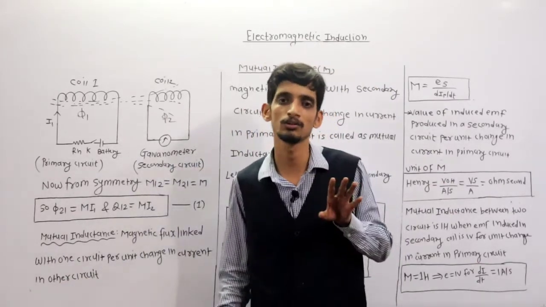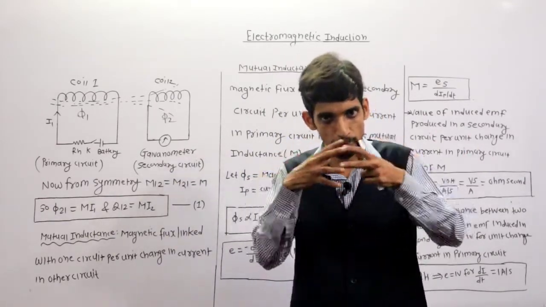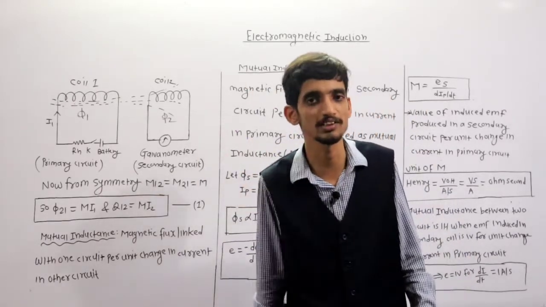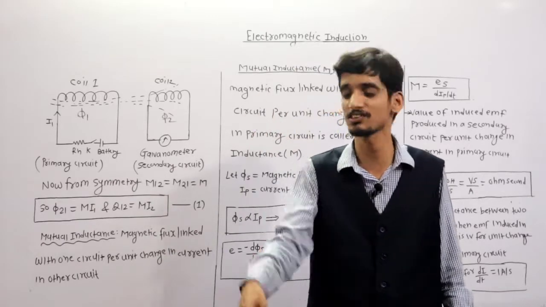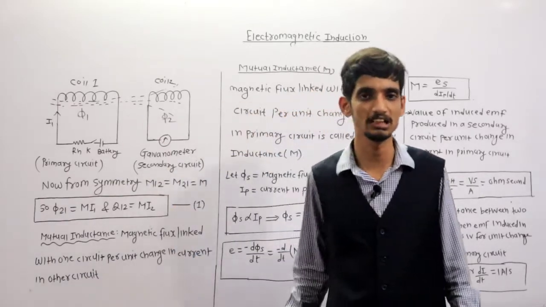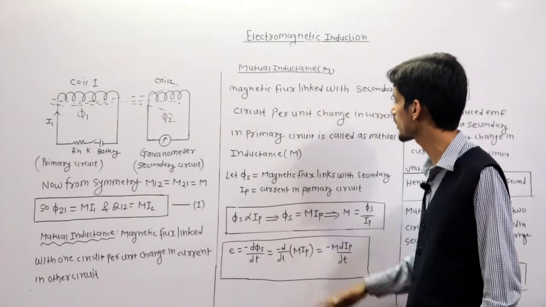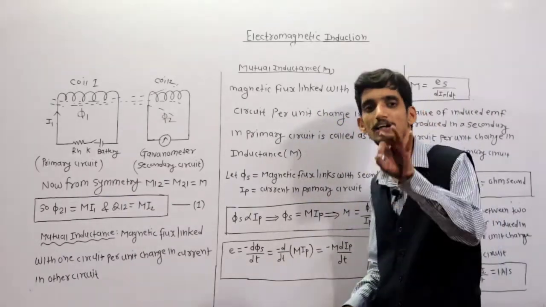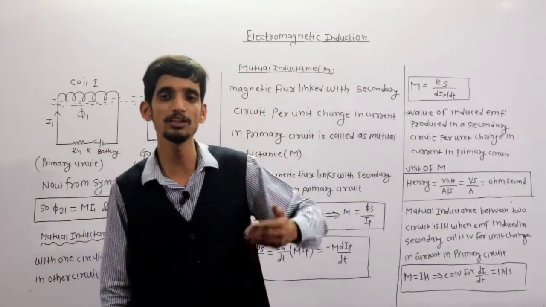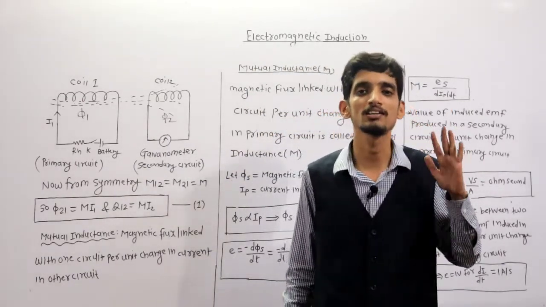Otherwise you will not get marks. Because mutual means there should be interaction, and for interaction to occur there should be more than one circuit. That's why the EMF is induced in one circuit, or the magnetic flux links with one circuit, due to change in current in the other circuit. Clear? Okay. So the magnetic flux linked with the secondary circuit per unit change in current in the primary circuit is called mutual inductance.